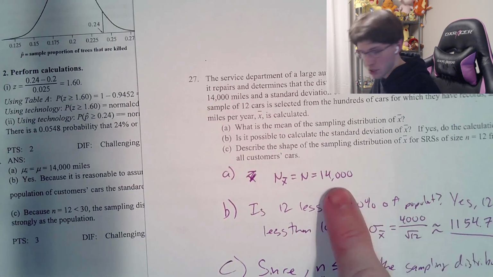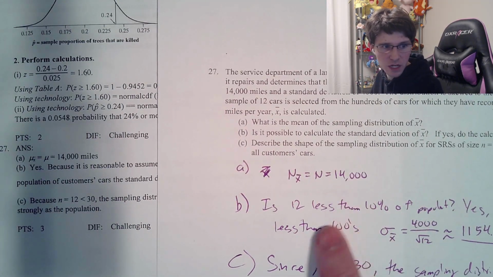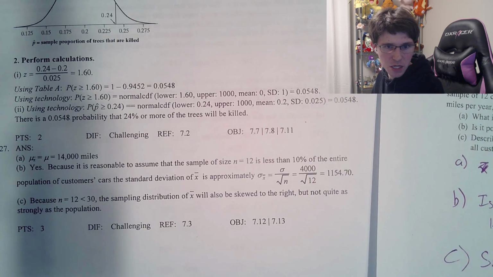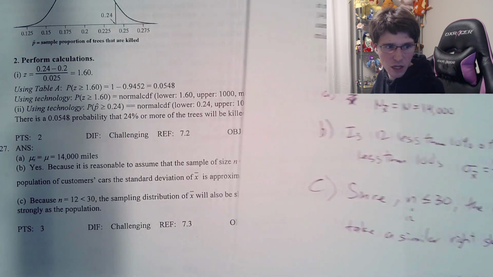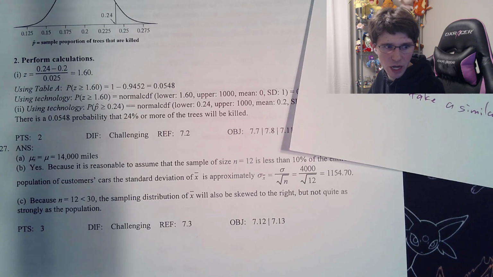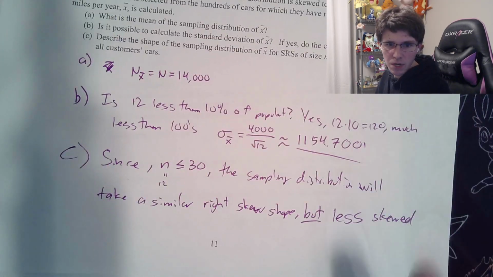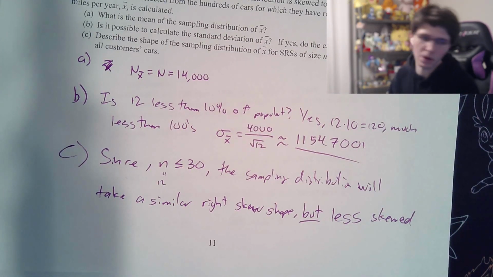That should be our last question. Let's double check our answers. Our average is 14,000 miles. Perfect. The 12 is less than 10% of the entire population. We have the exact calculation. Because n is less than 30, the sampling distribution would be skewed to the right, but less skewed. 100% for both of us.